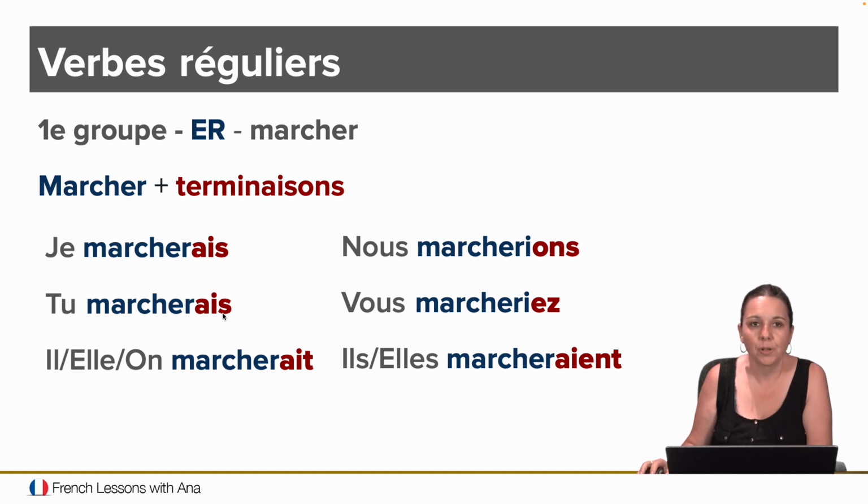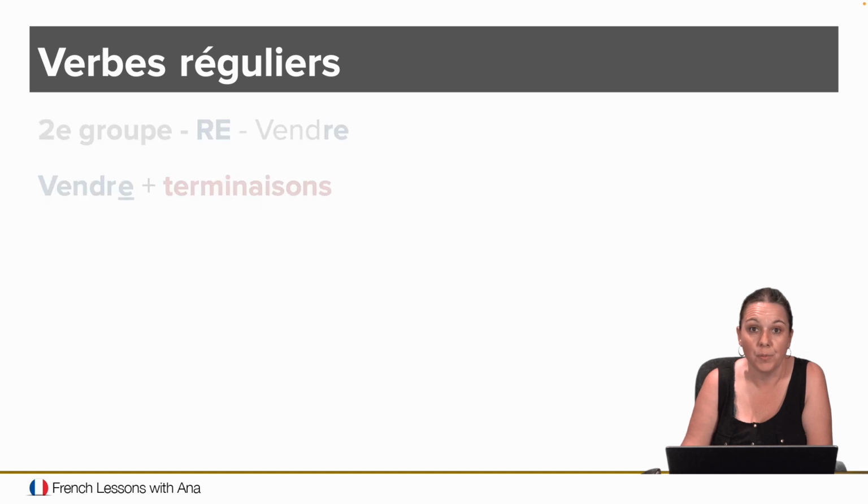Tu marcherais. Il marcherait, so he would walk. Elle marcherait, she would walk. On marcherait, we would walk. Nous marcherions, we would walk. Vous marcheriez, you would walk, the you plural or the formal, respectful way. And then ils and elles, they masculine, and they feminine. That's the correct way to say it. So, ils and elles marcheraient, they would walk. All right? So that takes care of ER verbs.